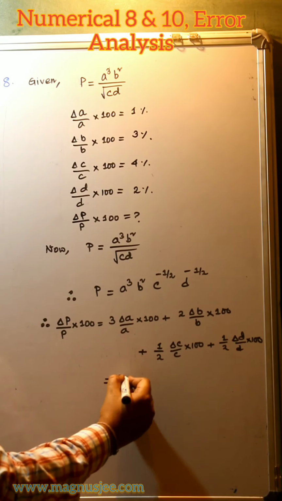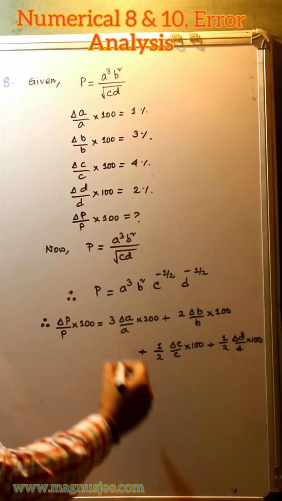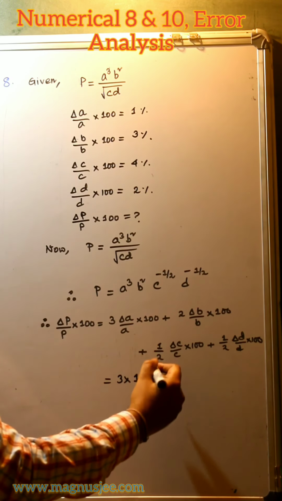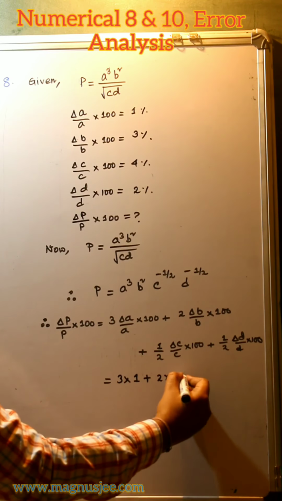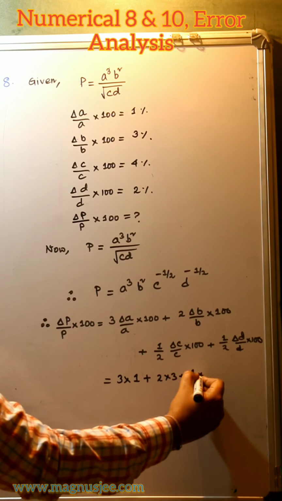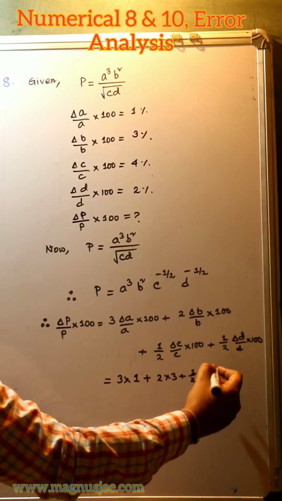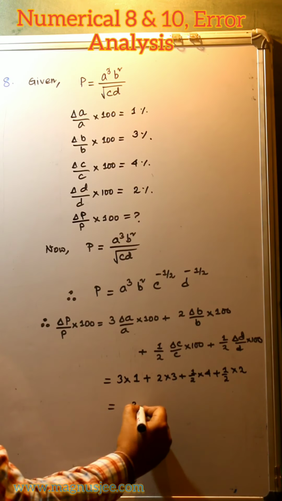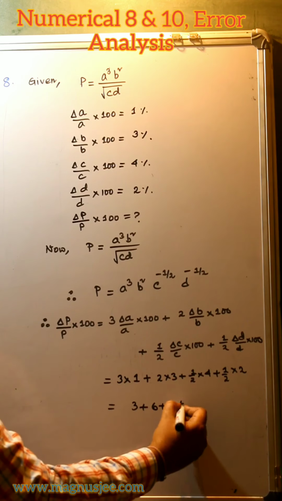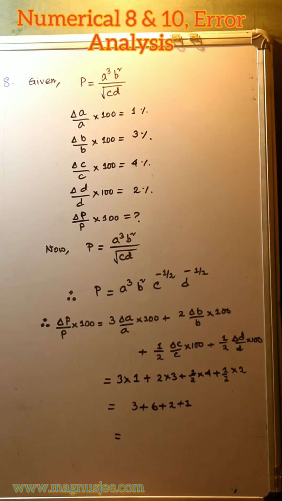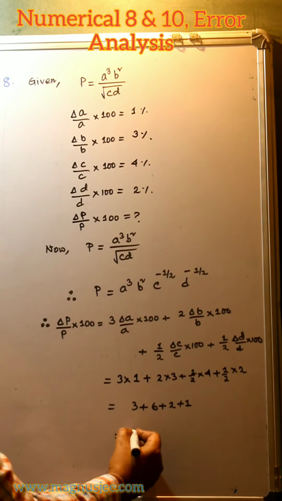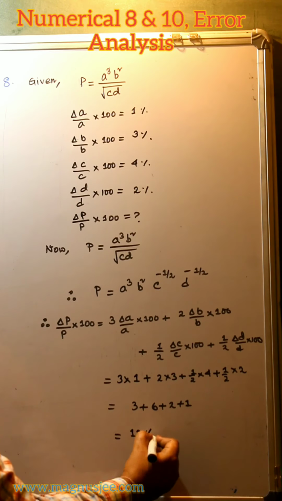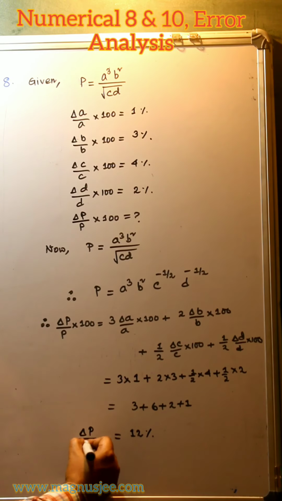Now put the values. 3 delta A by A into 100 is 3 times 1, plus 2 delta B by B, 2 into 3, plus half delta C by C, which is 4, and delta D by D is 2, means half into 2. So that means 3 plus 6 plus 2 plus 1 means 12%. So the percentage error in the measurement of P is 12%. That is the answer.